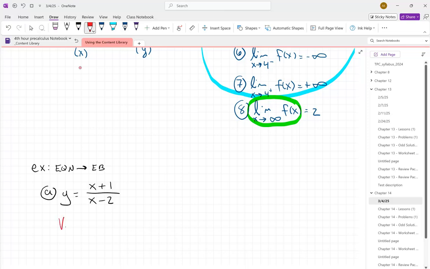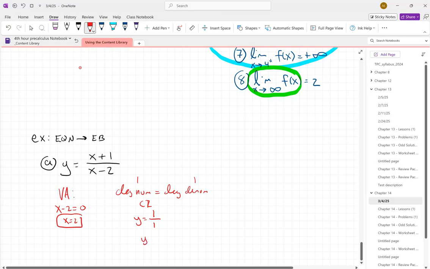So I notice that this doesn't reduce at all. So to find the vertical asymptotes, I'll just take the denominator and set it equal to 0. I'll get x equals 2. And I know that the degree of the numerator is 1 and the degree of the denominator is 1. So I'm going to have case 2. So y equals the leading coefficient of the numerator, which is 1, over the leading coefficient of the denominator, which is 1. Everybody's okay there.